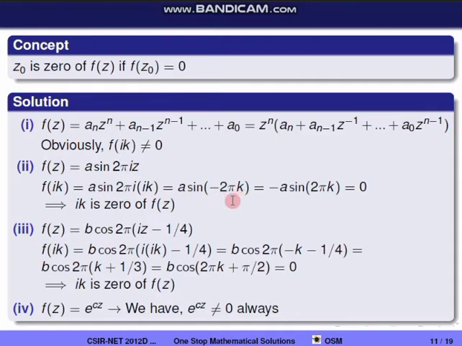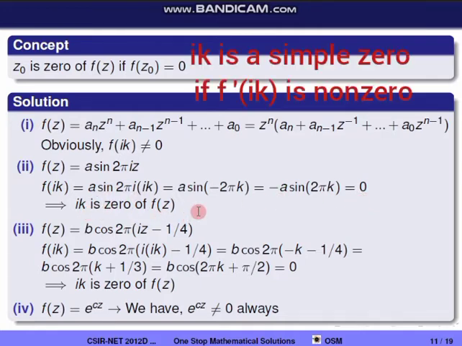We know sine of minus theta is minus sine theta. So this is equal to a minus a sine 2 pi k. We know sine 2 n pi is equal to 0 for any n. So this is equal to 0. So we got ik is a 0 of f of z.